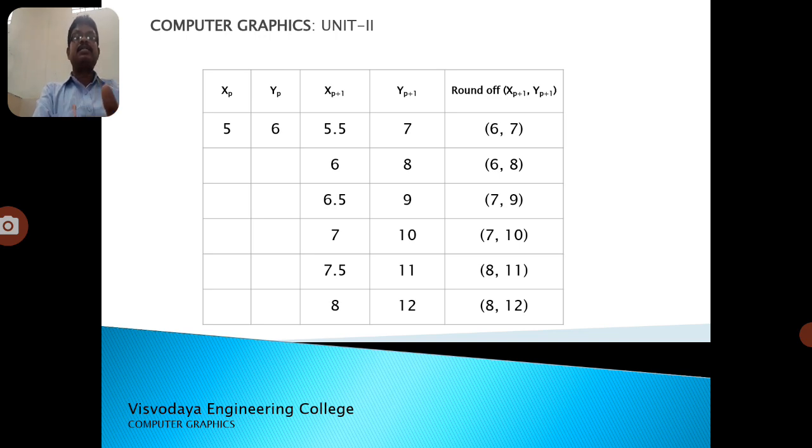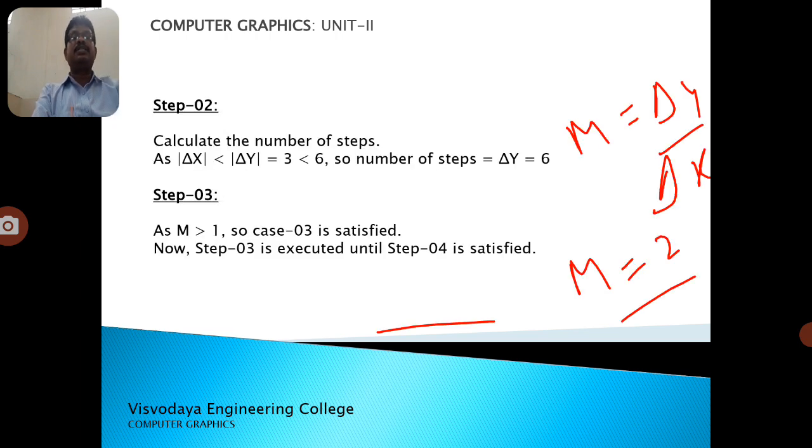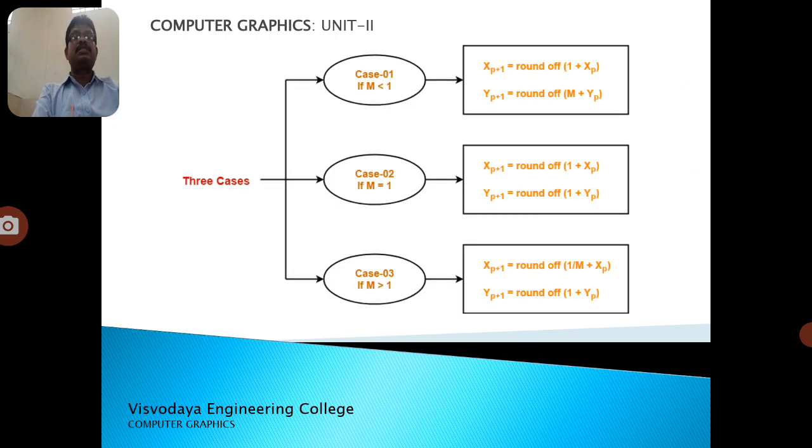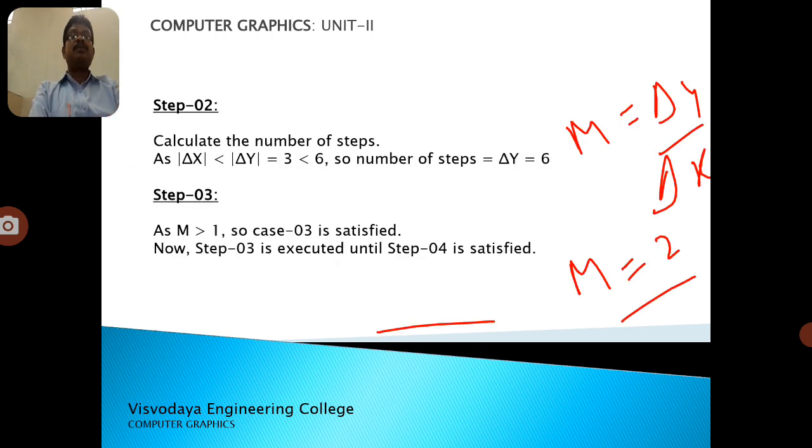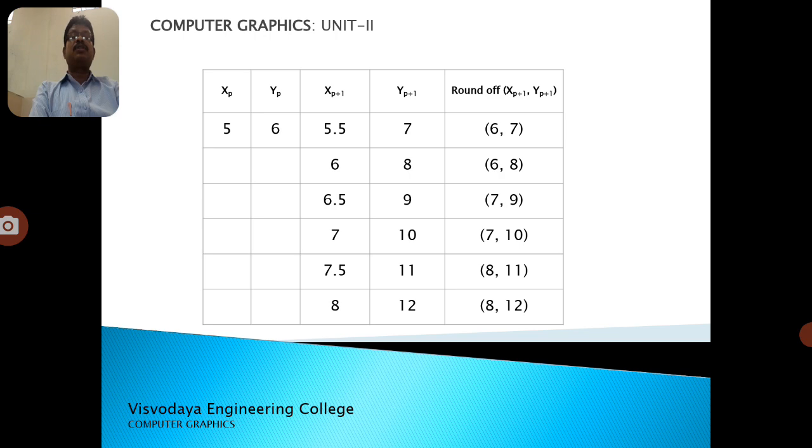In the third case, you can observe xk plus 1 equals round off of xp plus 1 by m. What is the condition here? You can observe, this is the condition: xp plus 1 equals round off 1 by m plus xp. 1 by m, in the sense, m value is 2. So 1 by 2 is 0.5. 0.5 plus xp value 5, that means 5.5. Here you can observe the 5.5.